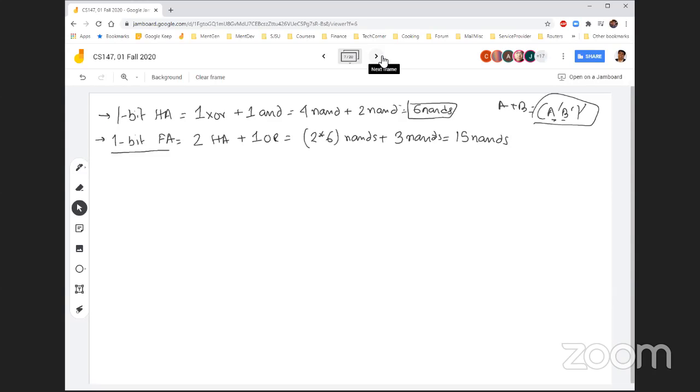Now I construct the 32-bit ripple carry adder, the core part of it, which is 32 multiplied by 15 NANDs, which is about 480 NANDs.